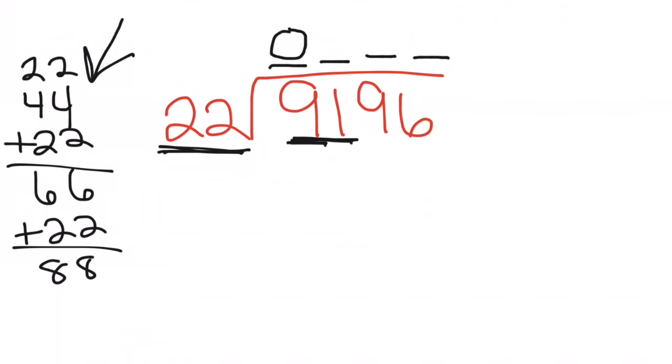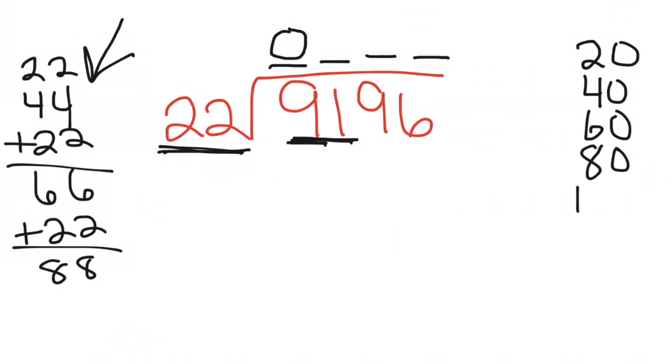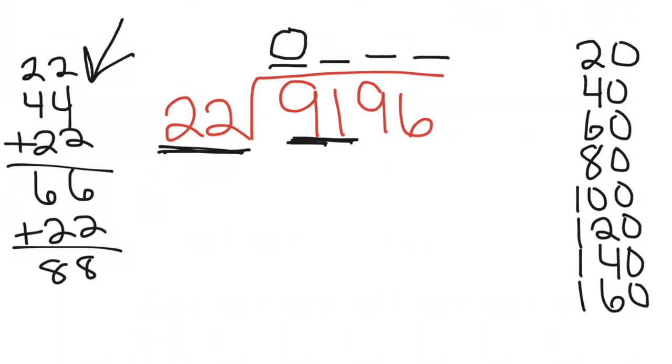One thing that I like to do, though, is take that number 22 and ask myself, what is a number close to 22 that is really easy to count by? For me, that number is 20. Now, the number 20 is really easy to count by, and most of you, I think, will be able to do this. So I'm just going to write some multiples of 20. So 20, 40, 60, 80, 100, 120, 140, 160, and so on.